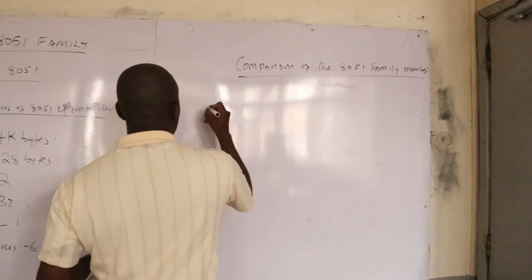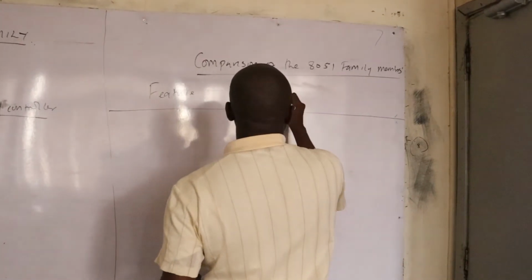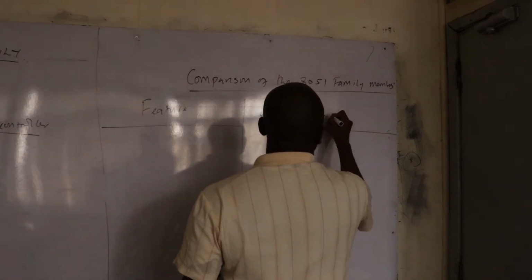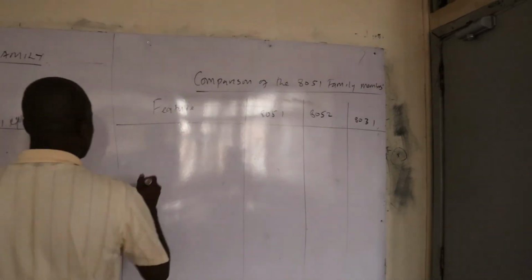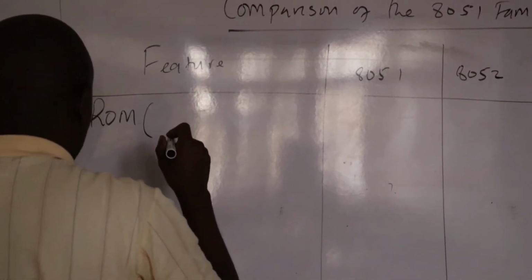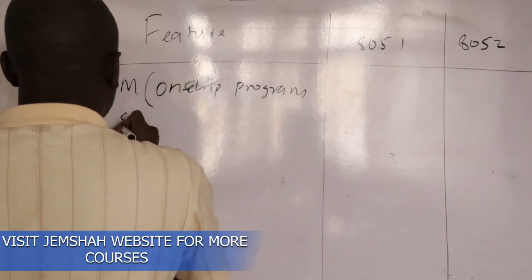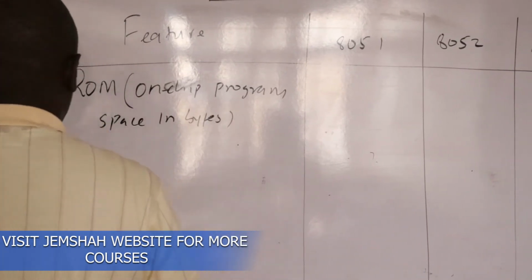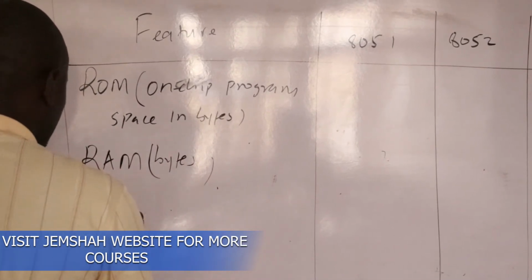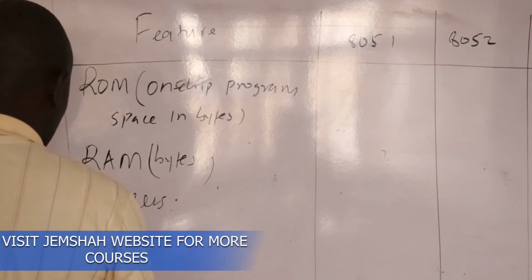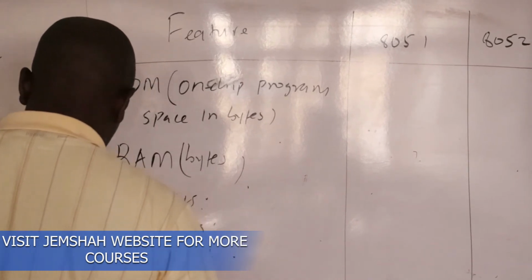In that case, we can have the feature here, then we can have 8051, 8052, and then 8031. When you talk about the features, we are going to look at the ROM, which is the on-chip program space in bytes. Then we have the RAM, which is also in bytes. Then we have the timers, then the I/O pins, then the serial port, then the interrupt sources.